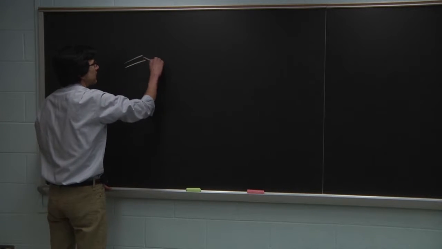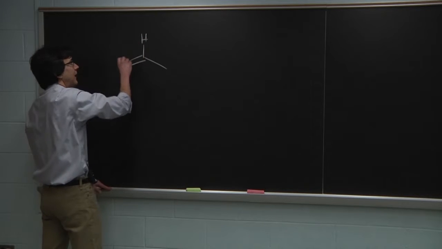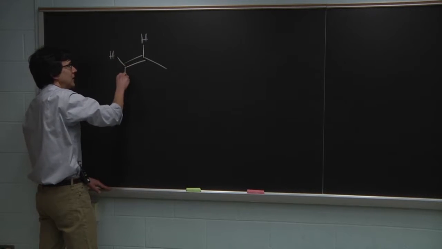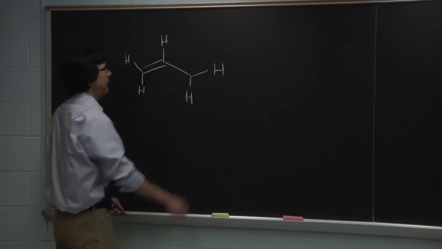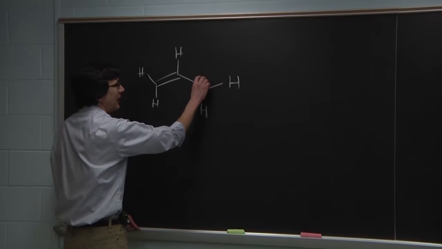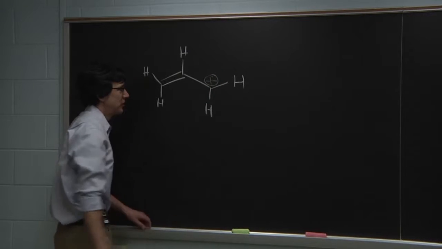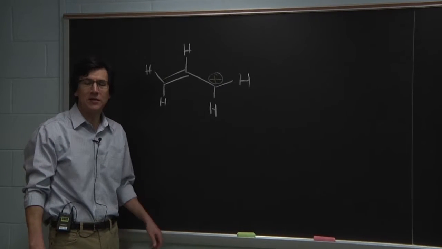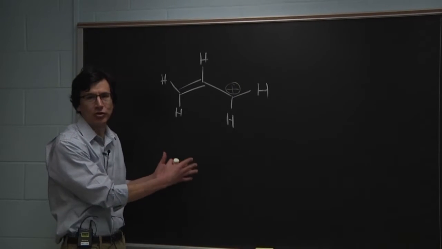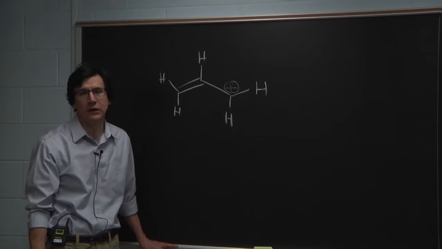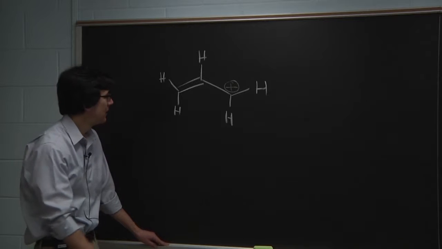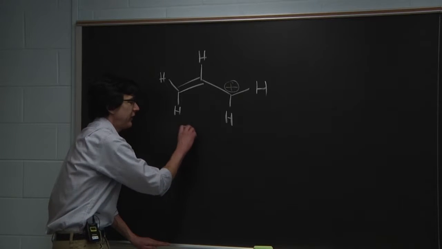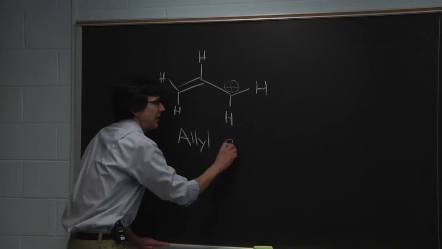First of all, here is a structure that has 3 carbons in it. It has 5 hydrogens and it has a positive charge. Please type in the name of this structure. What is it? What do we call it? It's something that hopefully looks familiar. This is the allyl cation.